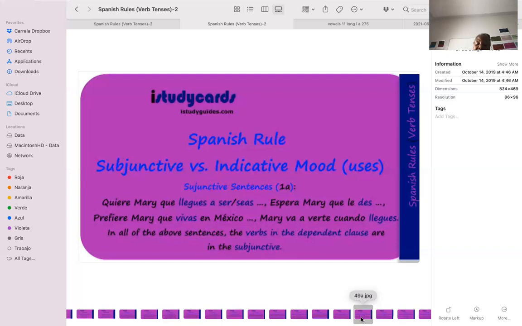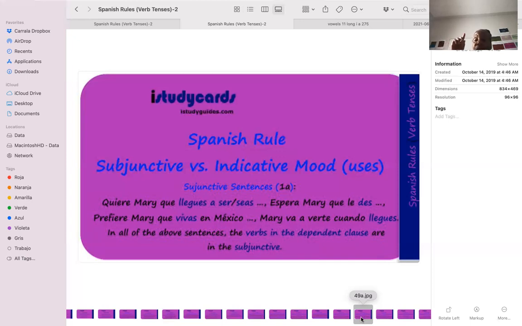Espera, María, Mary, que le des. Des is the subjunctive of the verb dar. Right? Des. And the le is to give her or to give him. Prefiere Mary que vivas, not vives, vivas in Mexico. So Mary prefers that you live in Mexico.